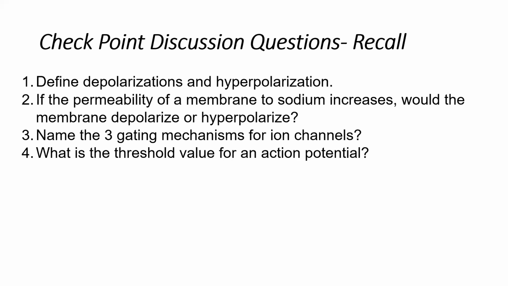-55 millivolts. Excellent, thank you so much. So that was -55 millivolts. And just to reiterate what the threshold value means, this is the minimum membrane potential value that's required before an action potential can fully occur. And so when we get to -55, an action potential happens. If we don't meet that value, no action potential happens.